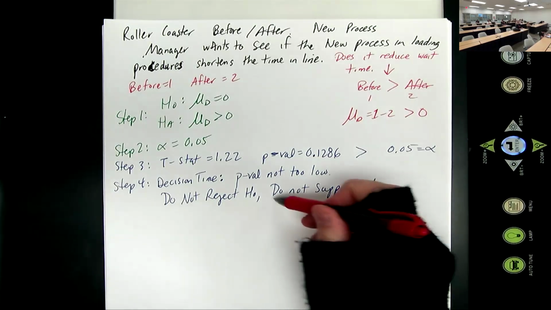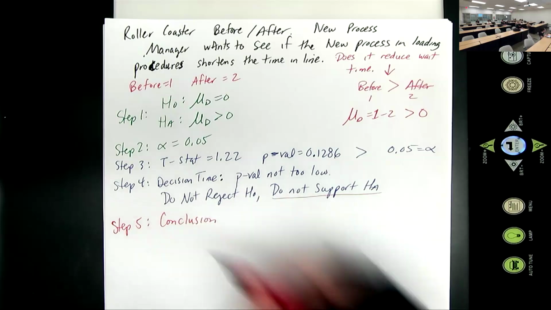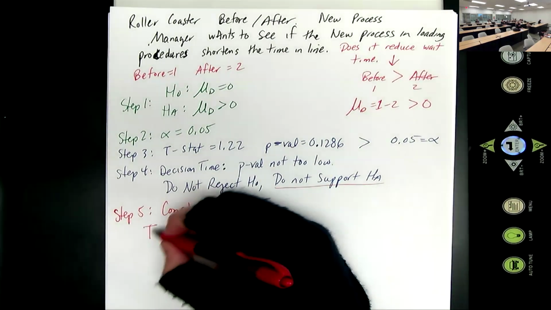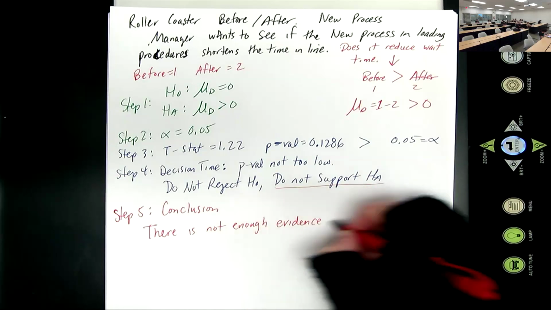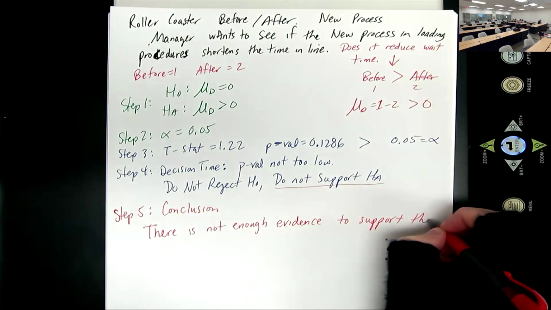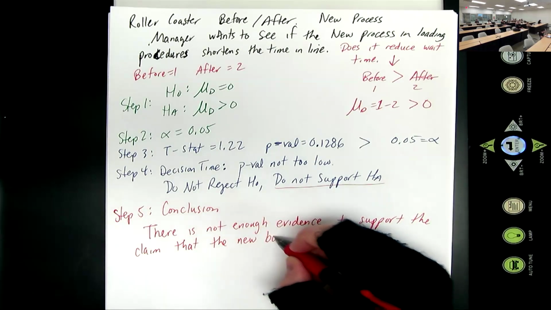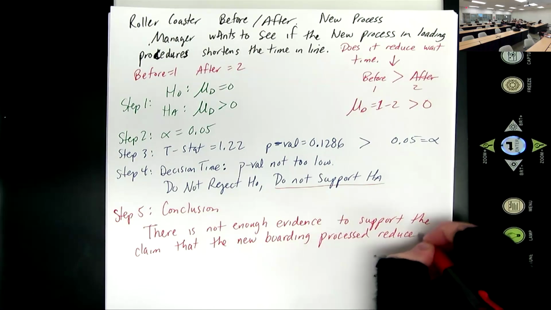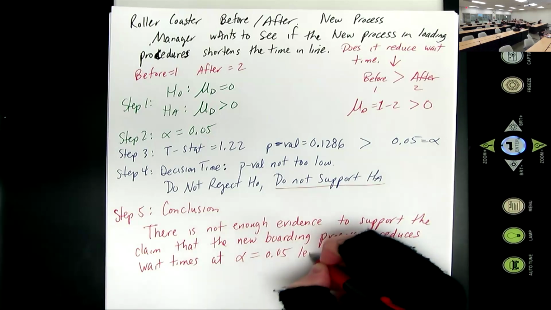And this is what our statement is about, our conclusion. The question was, does the new process reduce wait time? That was the claim, that it would reduce wait time, so there's not really evidence to support that. There is not enough evidence to support the claim that the new boarding process, that's better than saying loading and unloading, reduces wait times at alpha equals 0.05 level of significance.